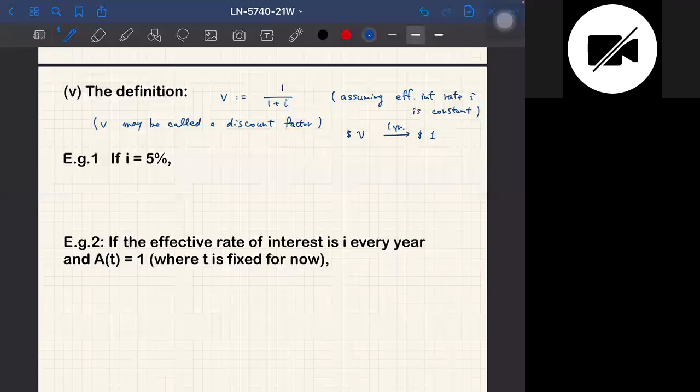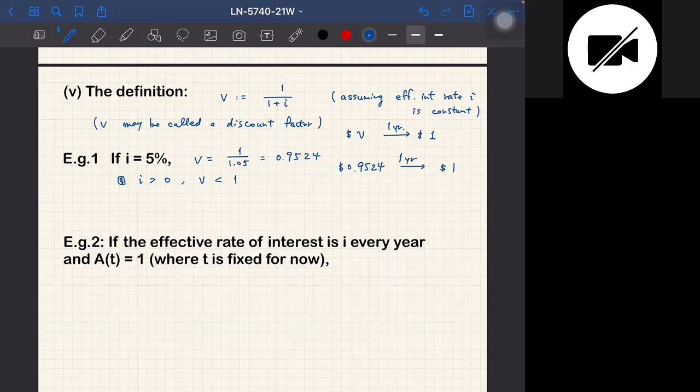So suppose I is equal to 5%, then the V is equal to 1 over 1.05. So that means the V is equal to 0.9524. So in general, if interest rate is positive, then V is less than 1, to be exact, between 0 and 1. So that means the 95.24 cents becomes $1 after a year if interest rate is 5%.